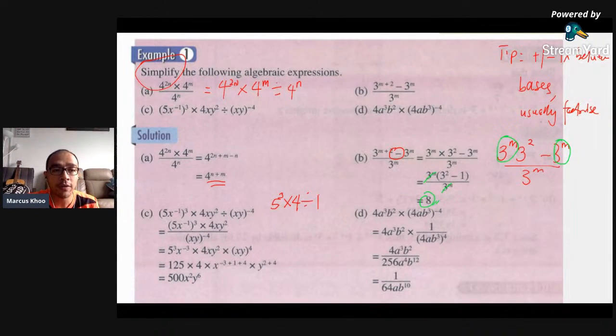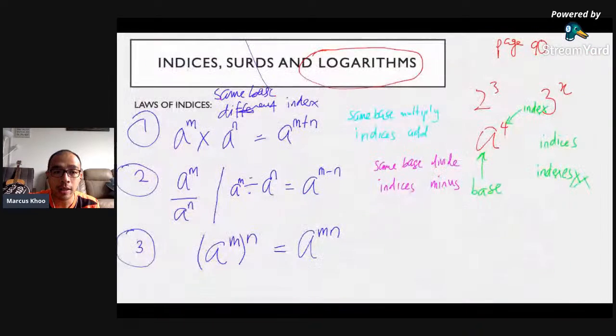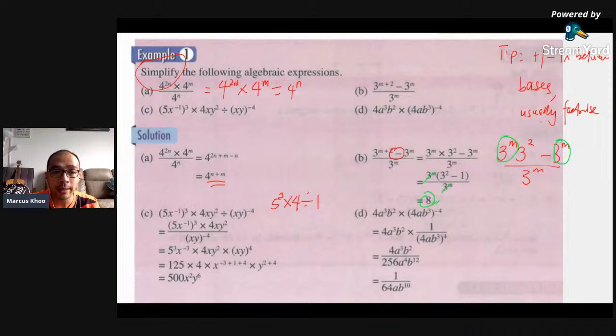Now if I take the x, x will be minus 1 times 3, because remember the third law from here, right? So the indices will be multiplied. So minus 1 times 3 will be x to the power minus 3. Negative 1 times 3 will be negative 3. Times x to the power 1, divided by x to the power negative 4.